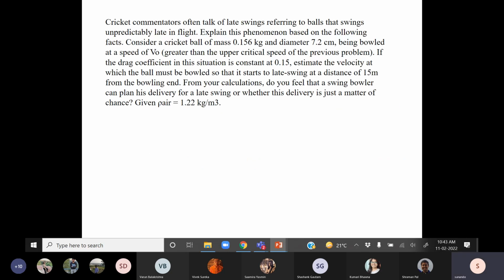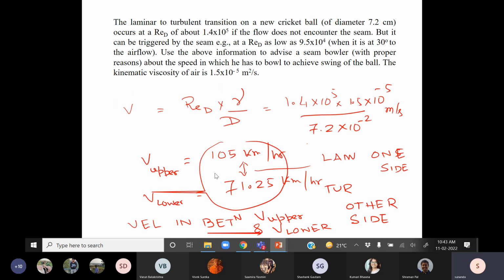This next part is, as I mentioned, about the late swing. Late swing refers to a ball that swings unpredictably late in flight. And you have been given certain numbers: a cricket ball whose mass is provided, the diameter is the same as before, being bowled at a speed V naught greater than the critical speed of the previous problem. By greater than the upper critical speed, I mean greater than 105 kilometer per hour. So the bowler has bowled at 108 kilometer per hour, let's say.